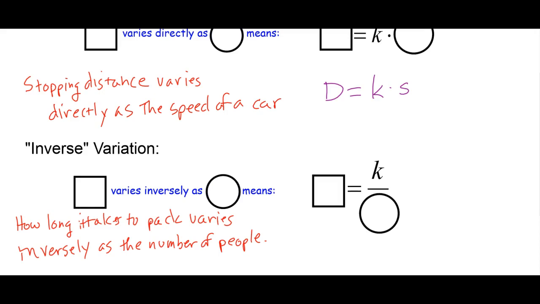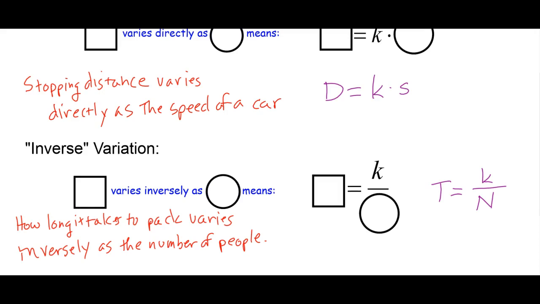So the length of time is shorter with more people. So you increase the number of people, you decrease the length of time. And vice versa. If you have fewer people, the length of time is going to get larger. So that's a type of relationship we call an inverse relationship. And the equation you get there has to do with division. So the length of time to pack varies inversely as the number of people. That's going to be a division problem.